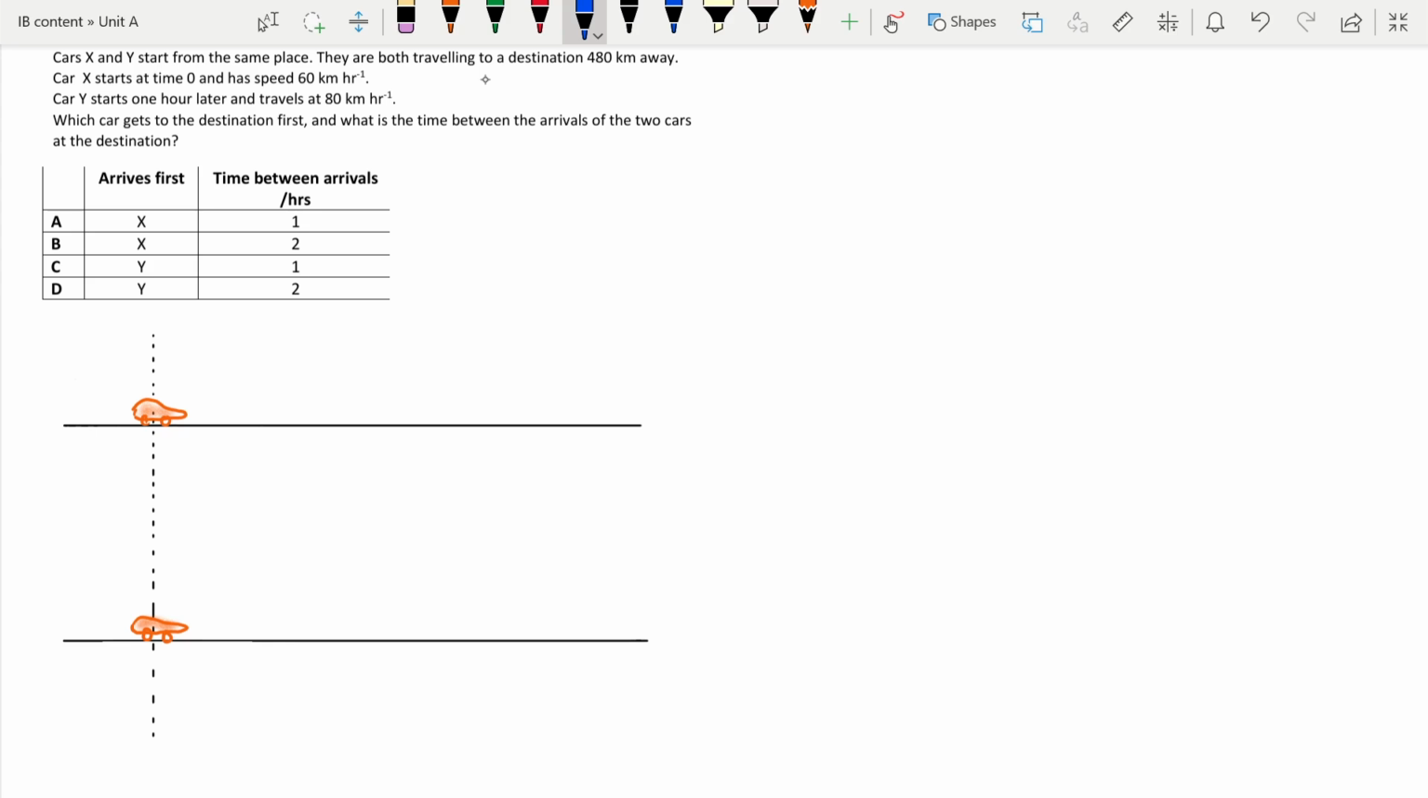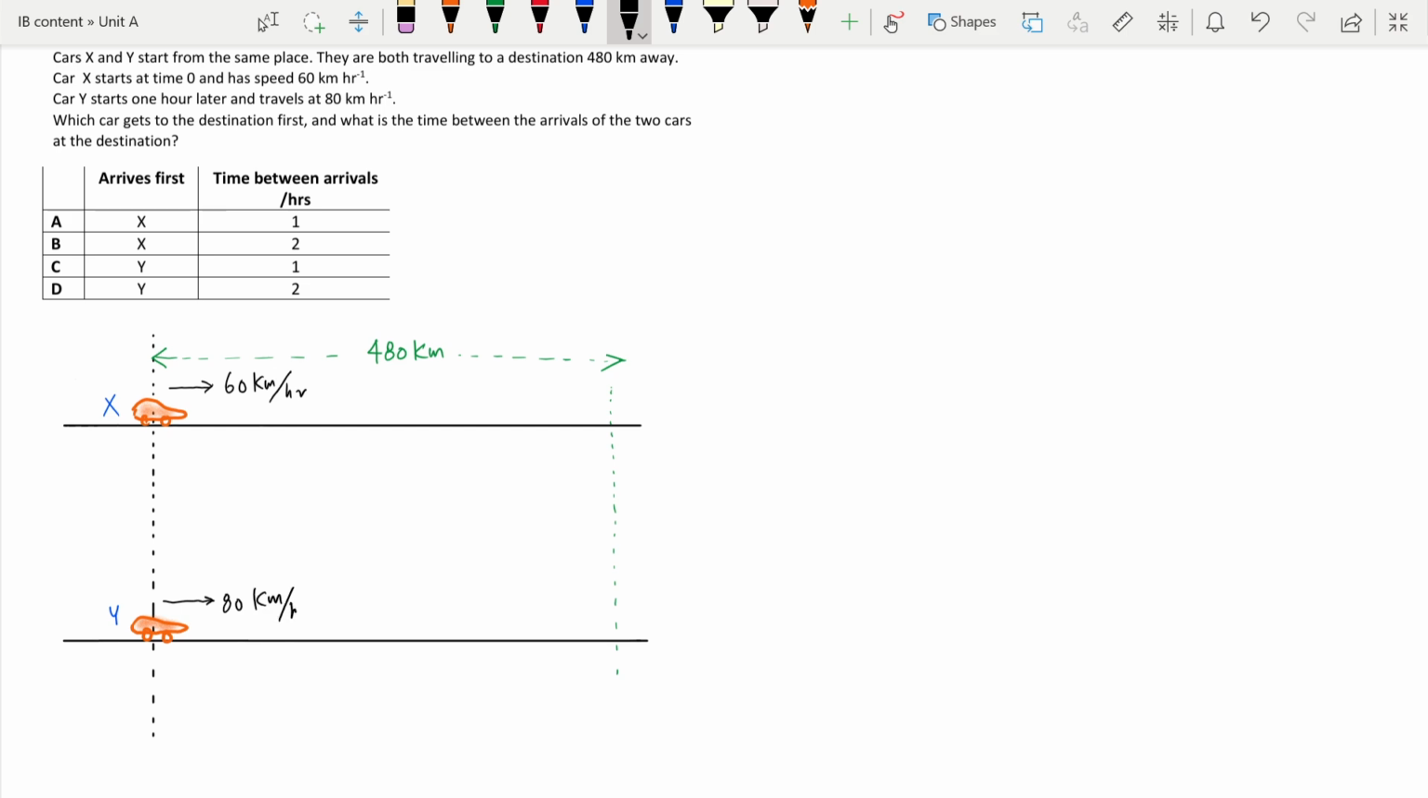There are two cars, X and Y, which start from the same place but don't have the same speed. They have to reach a destination, so they are covering distance. Their destination is equally far from the starting place, and that is 480 kilometers. Their speeds are different. Car X's speed is 60 kilometers per hour, whereas car Y's speed is 80 kilometers per hour.